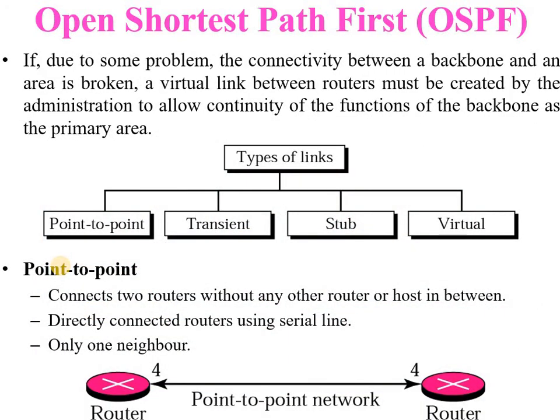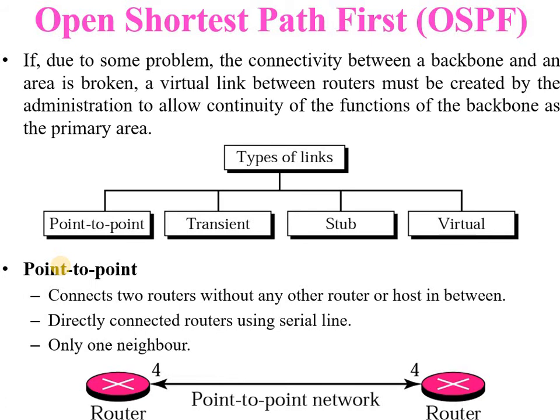If due to some problem the connectivity between the backbone and an area is broken, a virtual link between the routers must be created by the administrator to allow the continuity of the function of the backbone as the primary area. Sometimes it happens that the connection is broken. To recover that, the administrator of the network creates a virtual link between the backbone routers and backbone areas, so the communication flow can't be broken.